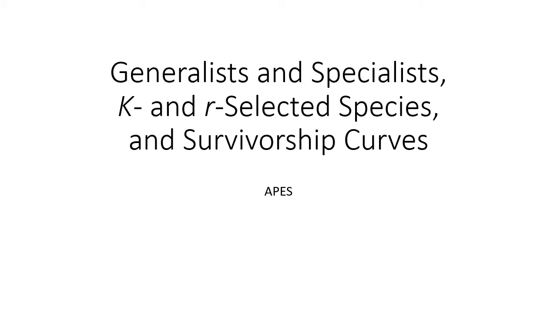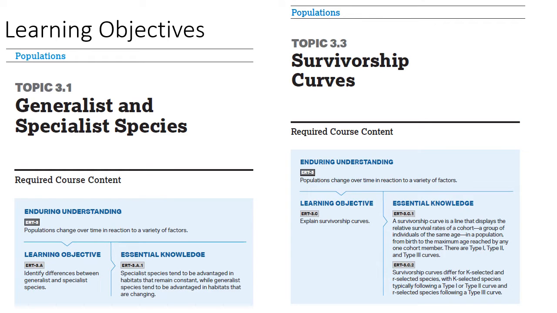All right, everyone, welcome to this PowerPoint on generalists and specialists, K and R selected species, and survivorship curves for AP Environmental Science. So we're now getting into our populations unit, and this PowerPoint is going to cover three topics. Topic 3.1, which is generalists and specialists.